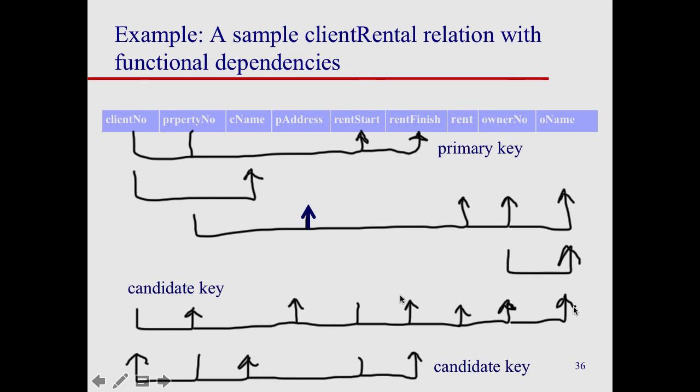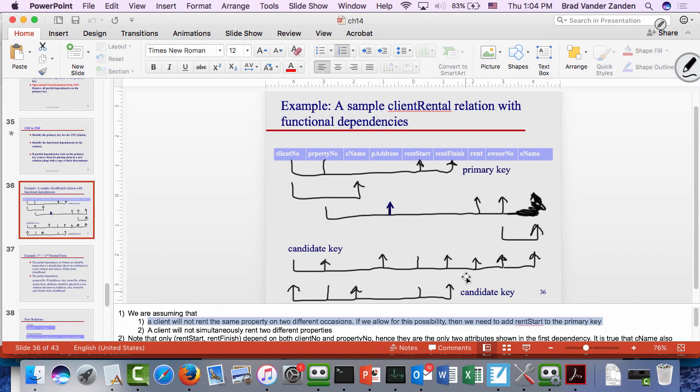Really, based on what I'm saying, where I shouldn't be showing transitivity, I should say that the client number and the rent start determine the property number, but these right here are all attributes that transitively depend on the property number, and therefore they shouldn't be there. Yes, thank you. I do need rent finish. So rent finish does depend fully on the client number and the rent start.